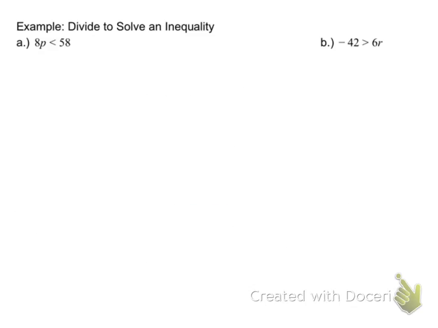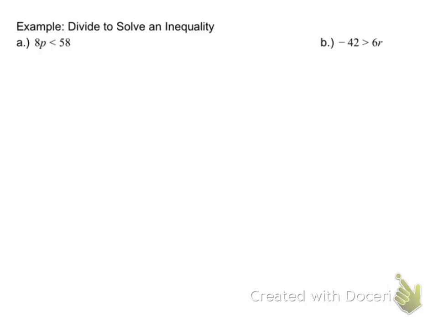Okay, keeping things simple here. 8p is less than 58. How do I go about solving this? And I'll ask for volunteers. And when we're done with that one, go right away to negative 42 is greater than 6r, solve for r.